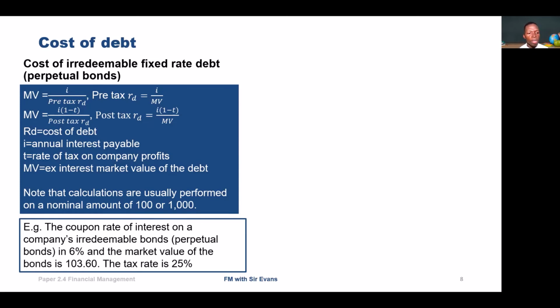So with this one, if you want to find the post-tax cost of debt, it will be I, which is the 6% multiplied by our 100 to give us 6, being the interest payable, multiplied by 1 minus T. We introduced 1 minus T, so 1 minus 25%, divided by the market value of 103.6, and that will give us our post-tax cost of debt.